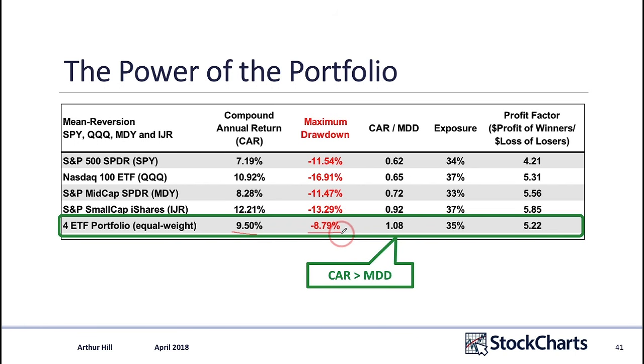That is pretty good. And that is the power of the portfolio. It's diversification. It is reducing your risk. It is bringing your maximum drawdown down. Of course, it brings your compound annual return down, but not so far down that it goes below your maximum drawdown. And the profit factor was above 5 for the portfolio approach. So this is a very interesting finding.